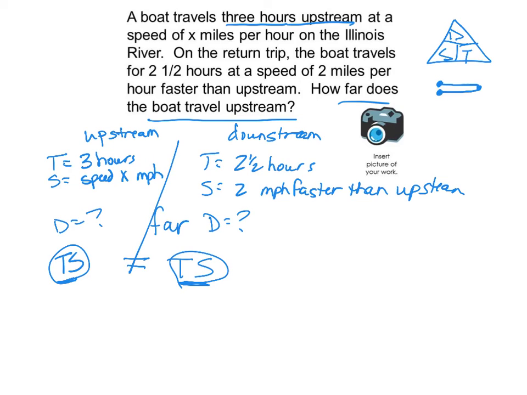All right. I need another nugget of information though. 2 miles per hour faster than upstream. How fast was upstream? Upstream is x. So how do we indicate 2 miles per hour faster than upstream? X plus 2. Okay, so upstream, time times speed equals downstream, time times speed.